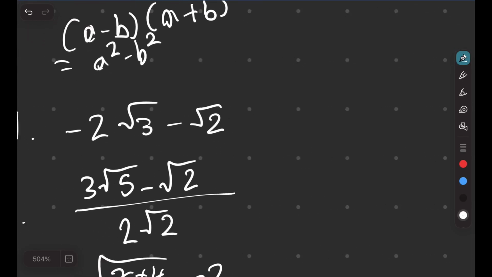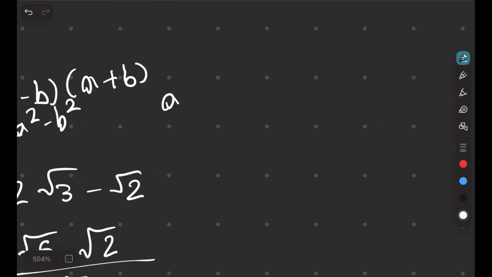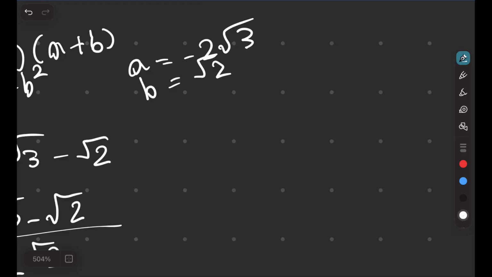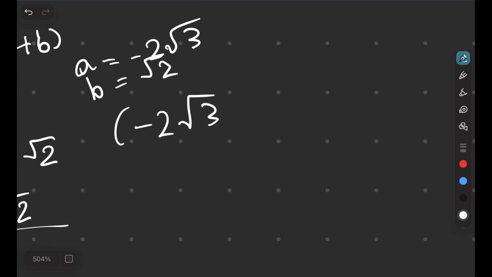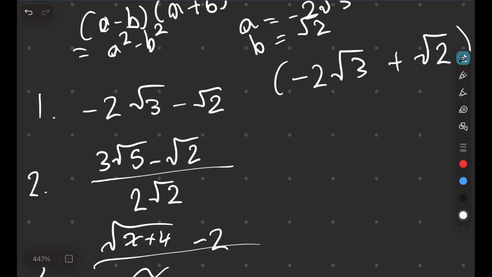So if a is equal to negative 2 root 3 and b is equal to root 2, it would be a plus b. So the conjugate pair would be negative 2 root 3 plus root 2. So that one's pretty straightforward. And that's the first one done.